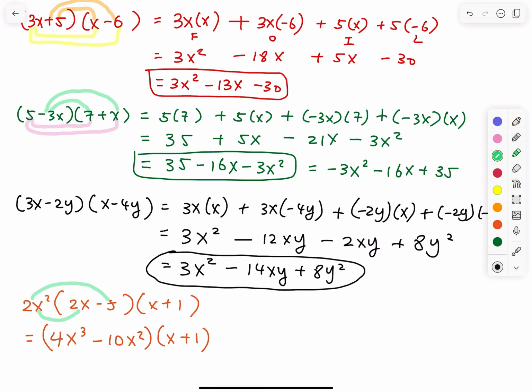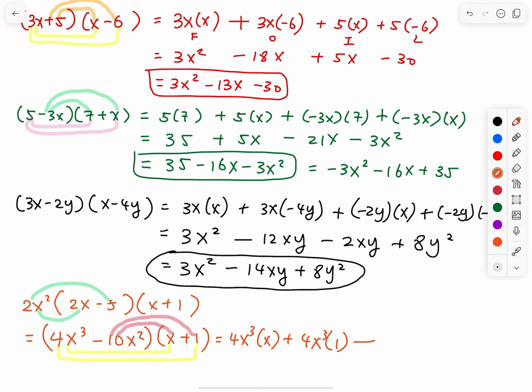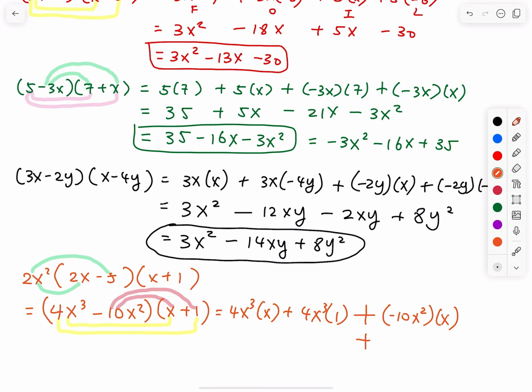Okay, let's draw lines, but I recommend you do it without a line. So the first will be 4, first, outer, right? So that is 4x to the third times x plus 4x to the third times 1. And then, moving on, you have a negative 10, the x, negative 10, the 1. Okay, so I will use a plus again, because the negative will do the job for me. X squared times x, and then plus negative 10x squared times 1.